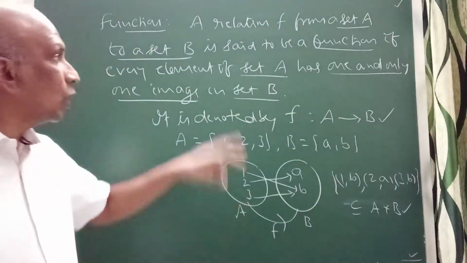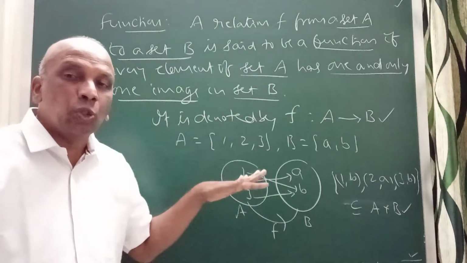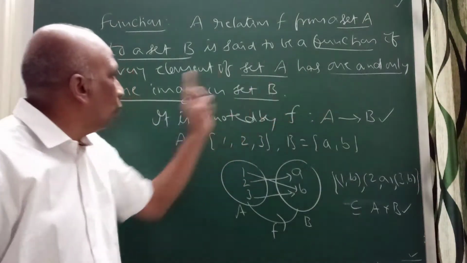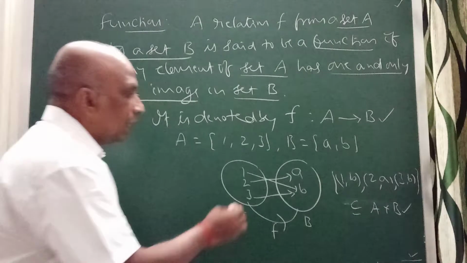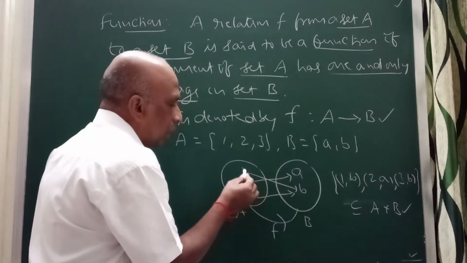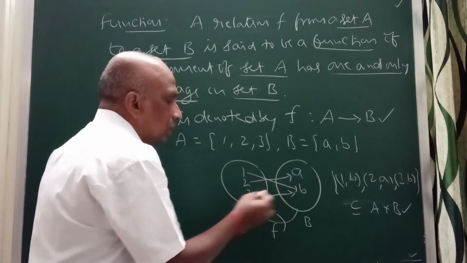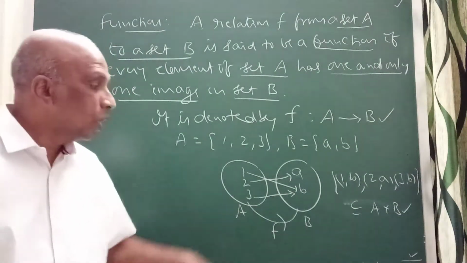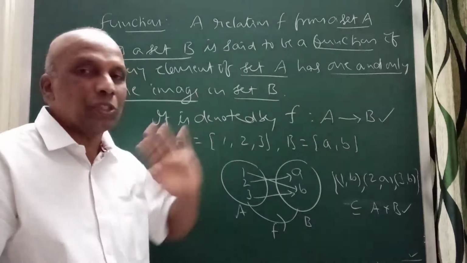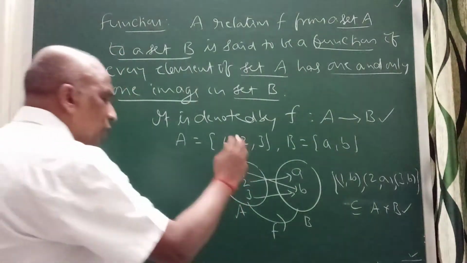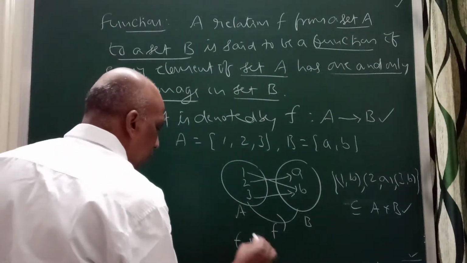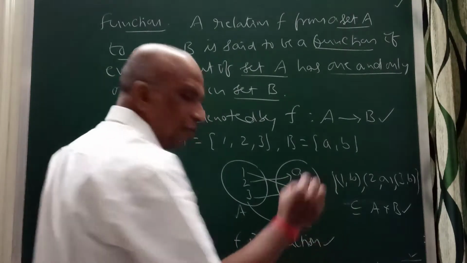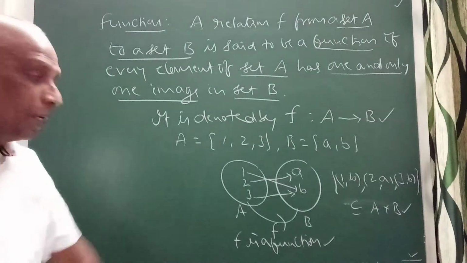But here you can see what the rule is. If you want to say this relation is a function, every element of A should have one and only one image in set B. You can see 1 has image b, 2 has image a, 3 has image b. Every element of set A has one and only one image in set B. So I can say f is a function.